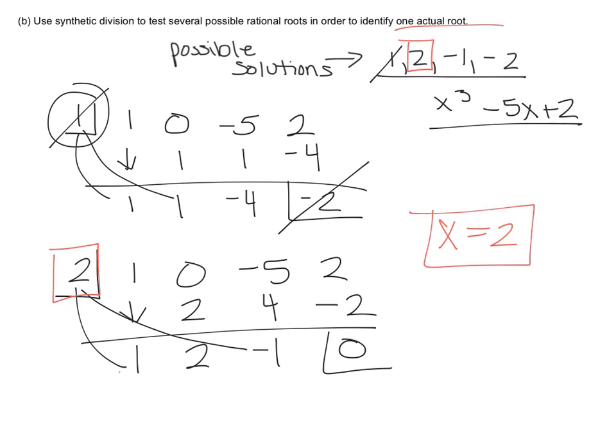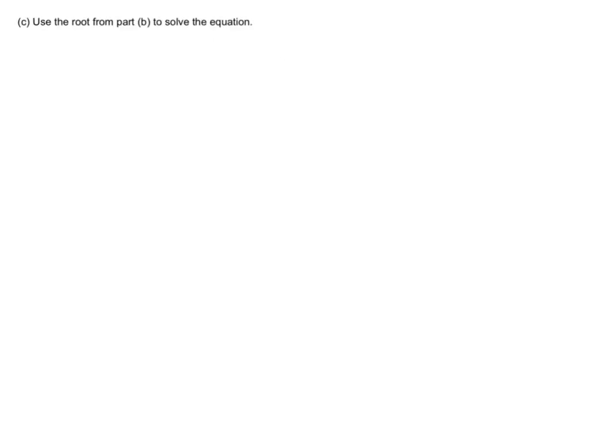And my quotient is x squared plus 2x minus 1. And I got the x squared because I just subtracted 1 from the highest exponent of my original problem. Part C, use the root from part B to solve the equation. I already found one solution to be 2. Now I'm going to find my other solutions.